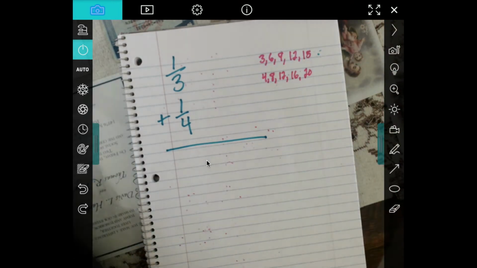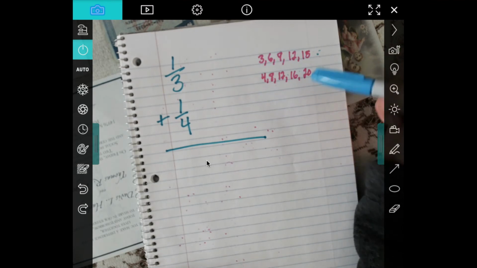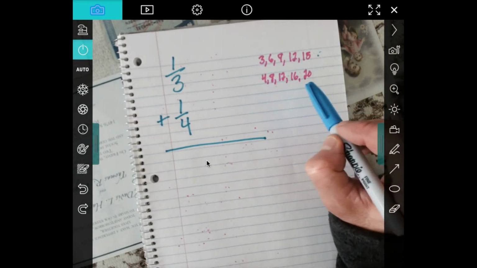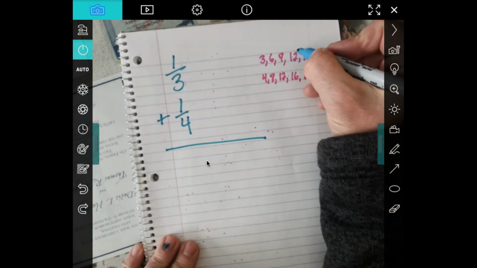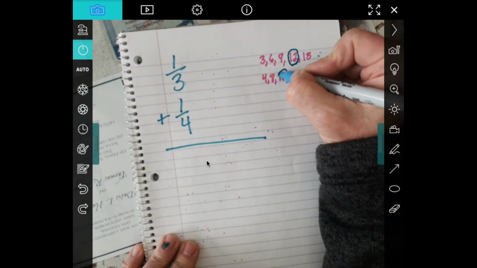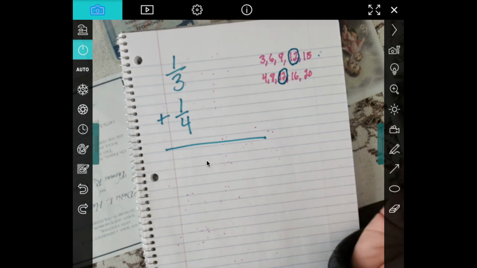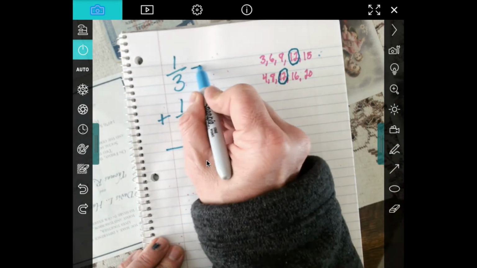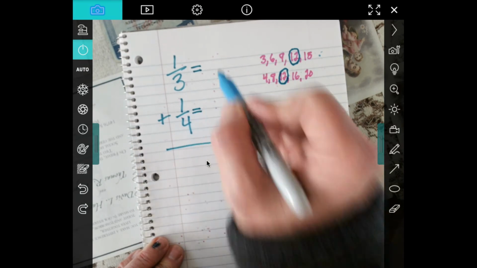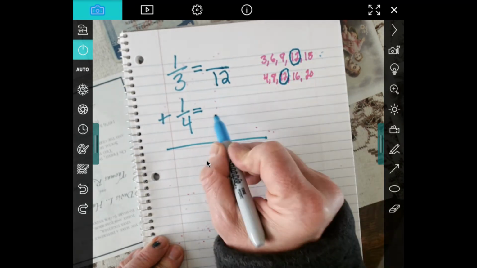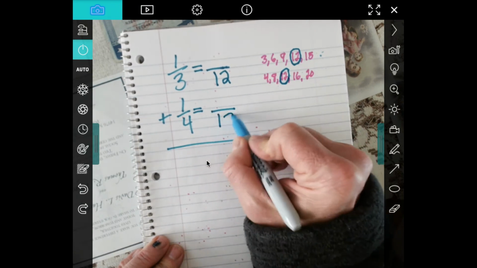Well, if we take a look at the lists of multiples here, we should be able to see a multiple that is the same in both lists. And you should see that it's a 12. So right there, that is our common multiple, which becomes our common denominator. So let's go ahead and set up our equivalent fractions with the denominator of 12.